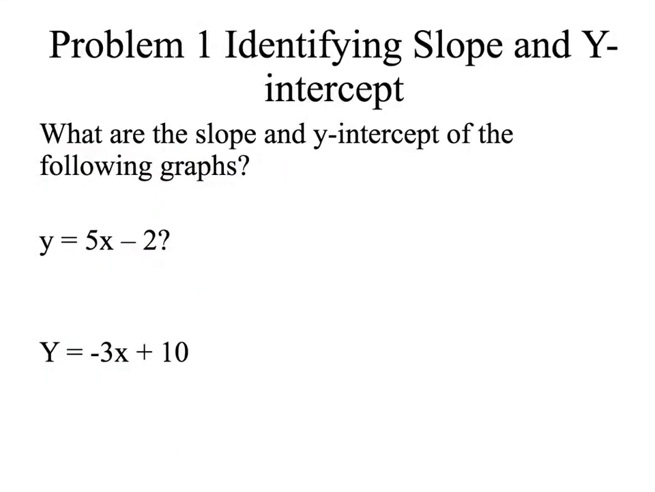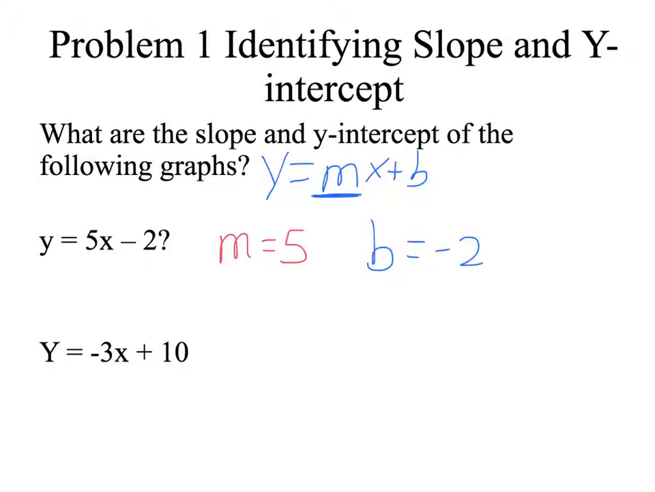Okay, so problem 1 is identifying slope and y-intercept when you have an equation. So the first equation we have is y equals 5x minus 2. So the slope of this equation, if our formula is y equals mx plus b, the number that comes in front of x would be the slope. So in this first one, the slope is 5. And then the number that comes at the end, or that's not multiplied by the x, would be the y-intercept. So the b, which is the y-intercept, is negative 2. And the ordered pair for that would be 0, negative 2. So you can write it either way.